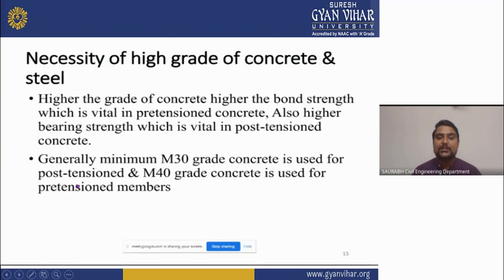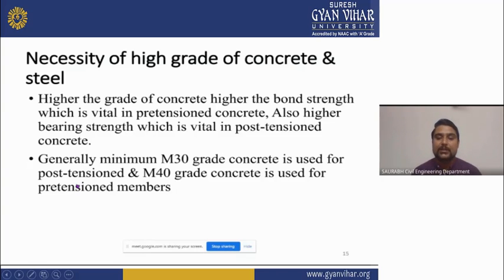Now we will see the necessity of high grade of concrete and steel. What is the reason behind it? Why do we need to use higher grade of concrete and higher grade of steel in the preparation of pre-stressed concrete? As you can see here, the higher the grade of concrete, the higher the bond stress, which is vital in pre-tension concrete. Also higher bearing strength, which is vital in post-tensioning concrete.